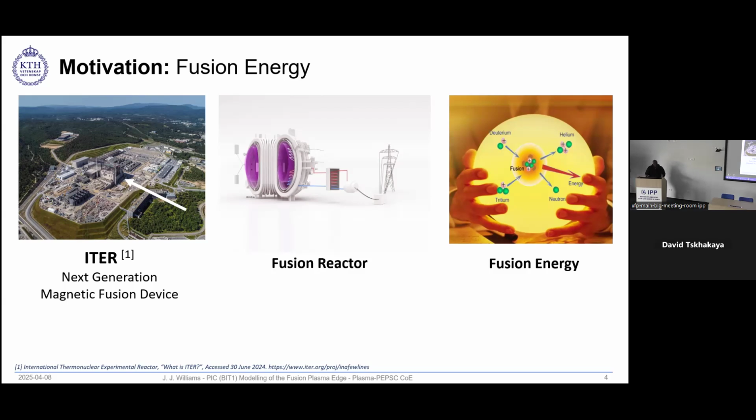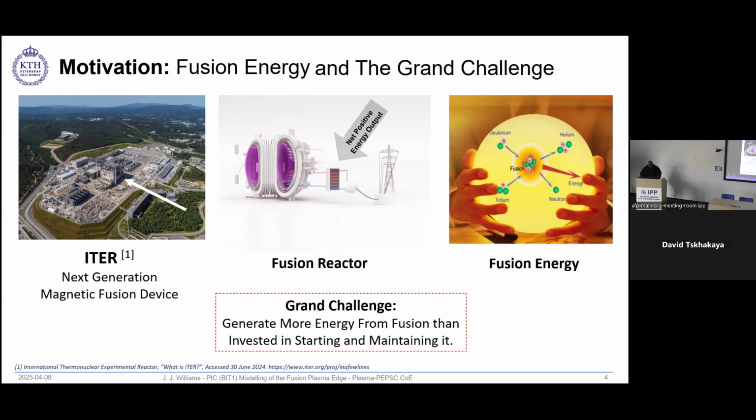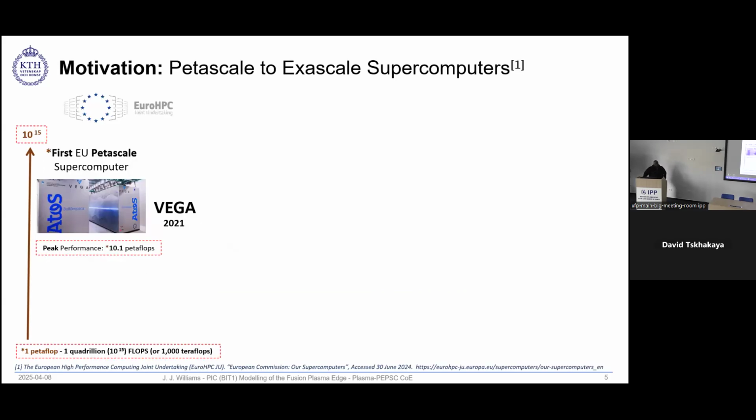You notice the gentleman is holding the ball. What happens when you run that fusion code or fusion simulation, the energy is released and it goes down, but we want to enhance that. So that's why we're trying to get to exascale in this case. We want to generate more energy from fusion than invested in starting and in maintaining it. So at the end of the day, we don't want to lose anything in this case. So we have some supercomputers in Europe.